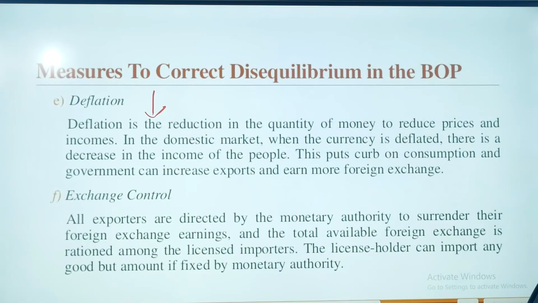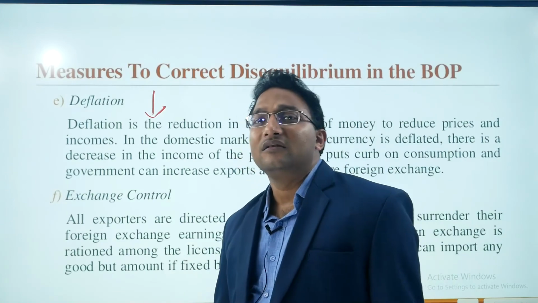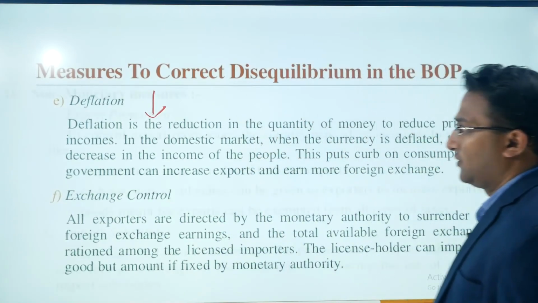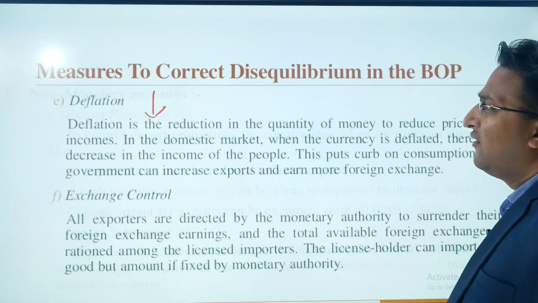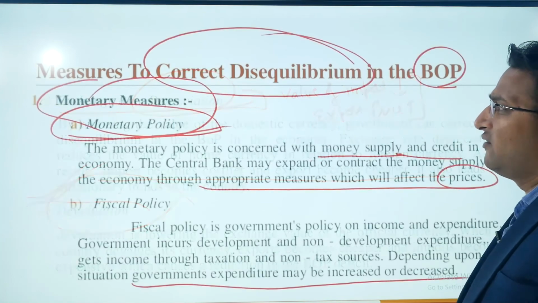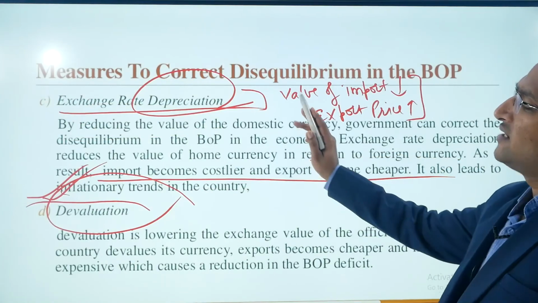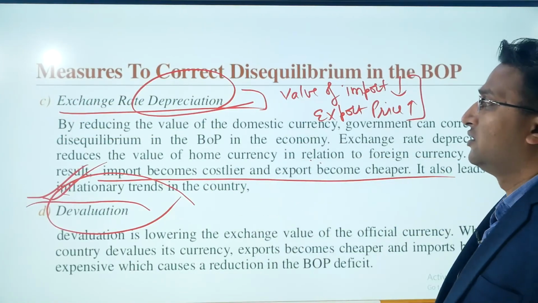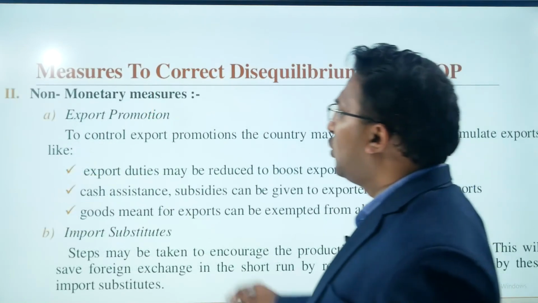Exchange control. So even the exporters can be directed by the monetary authority to surrender their foreign exchange earning. So when foreign exchange earnings are deposited with the RBI, then they will not be used to buy the imported goods. Now, what are the non-monetary measures? So till now we have discussed the monetary measures. In the monetary measures, we have discussed monetary policy, fiscal policy, exchange rate depreciation, devaluation, deflation, and exchange control.